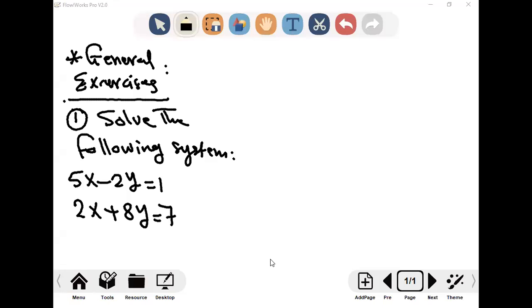Okay, guys, today we'll do general exercises about systems. Use your copybook to copy everything, please. We'll start with question 1. Solve the following system. The system is in front of you.